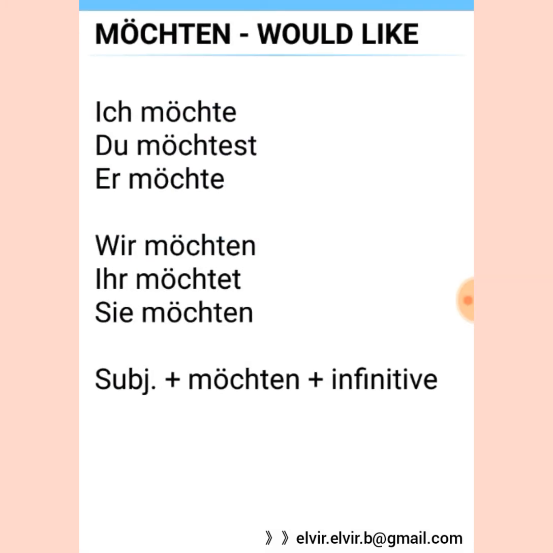It goes as follows. Ich möchte, du möchtest, er möchte. The first and the third person singular here again are the same. They have the same ending. Everything else is normal, like in a usual present conjugation.